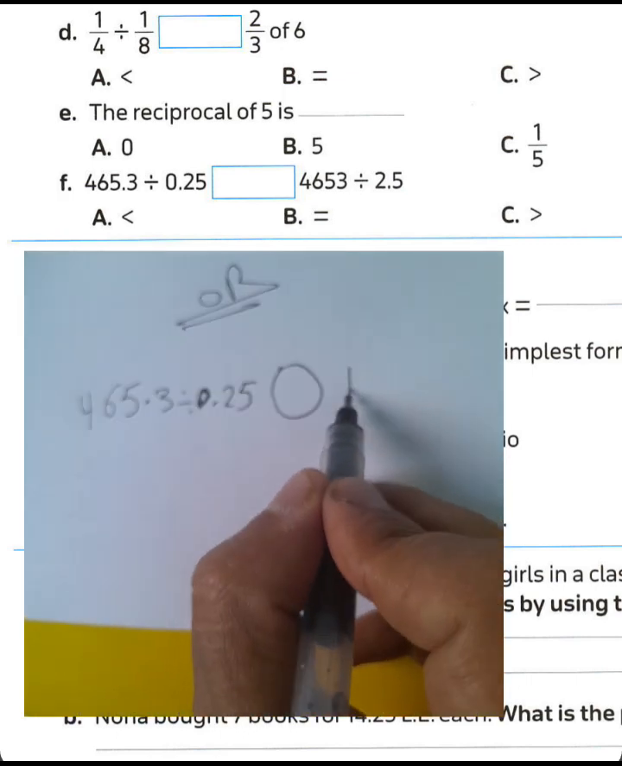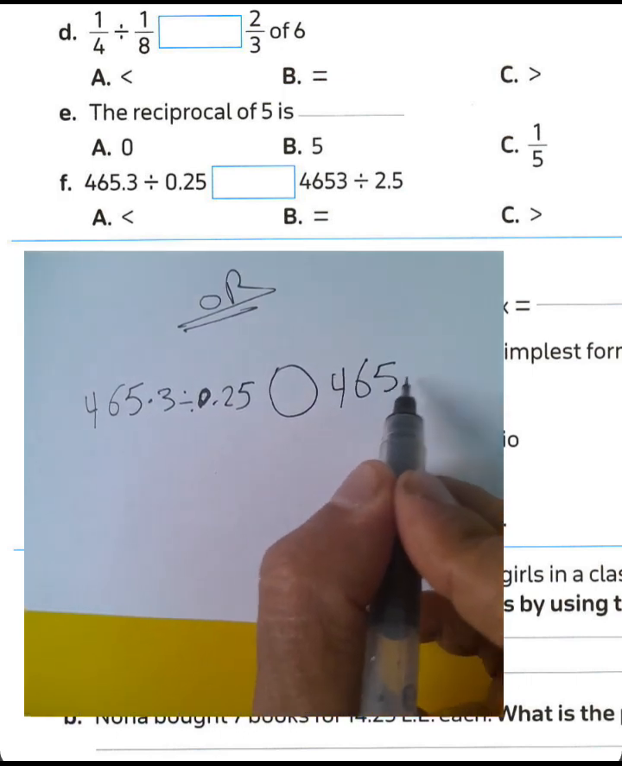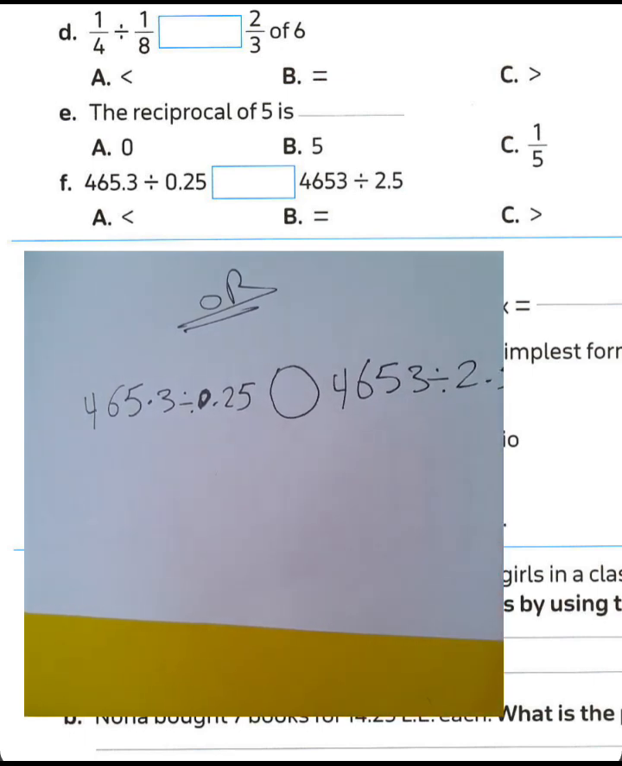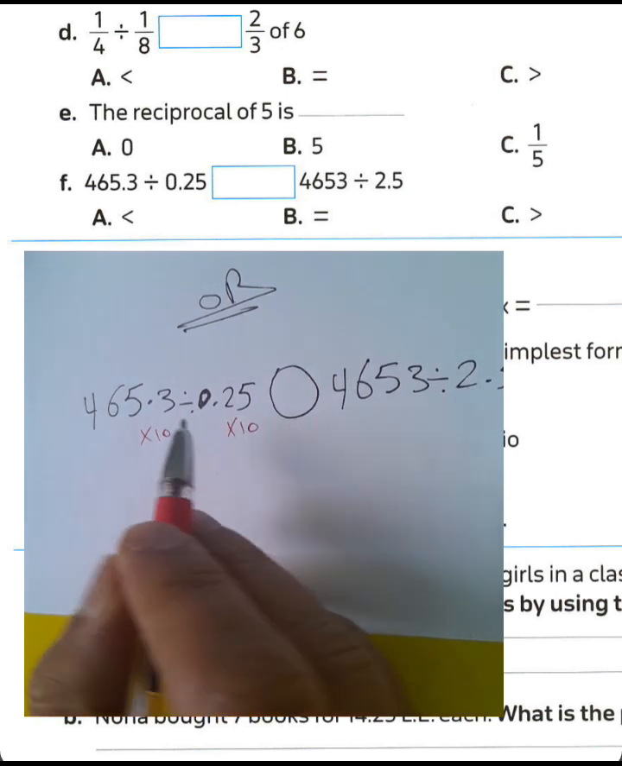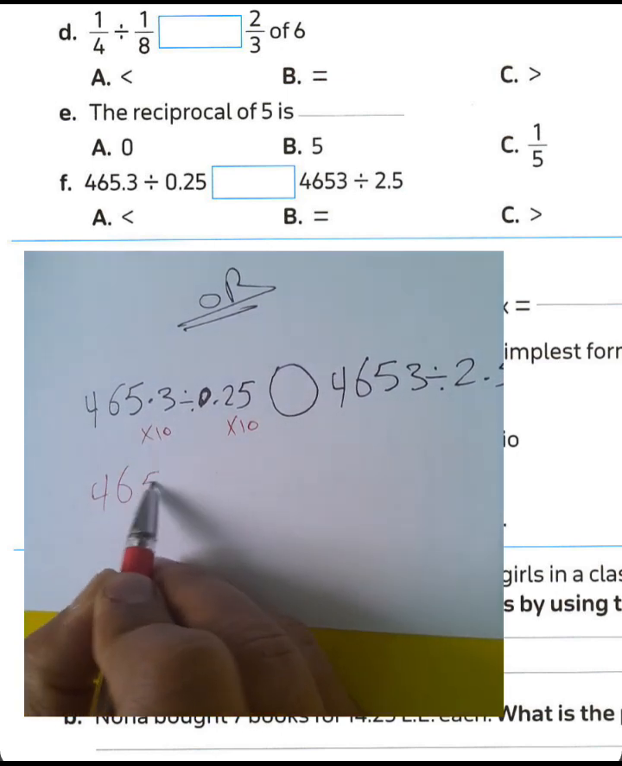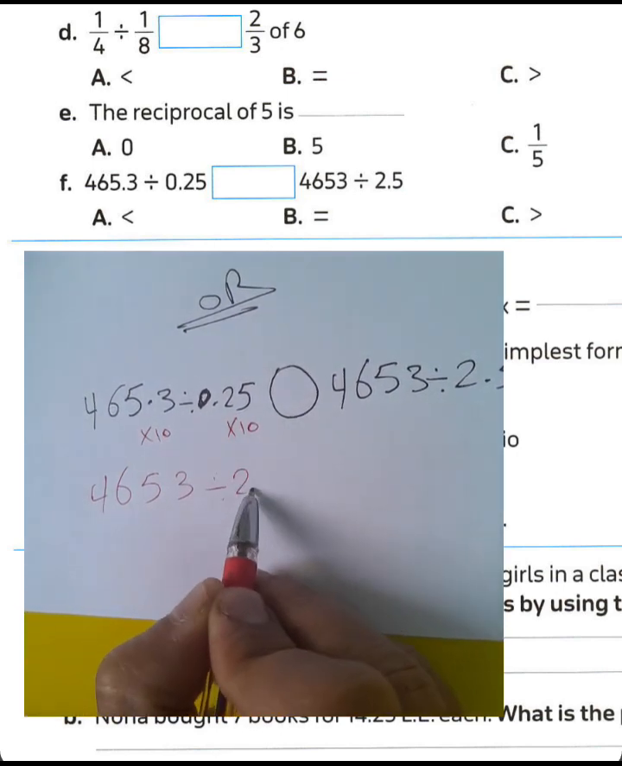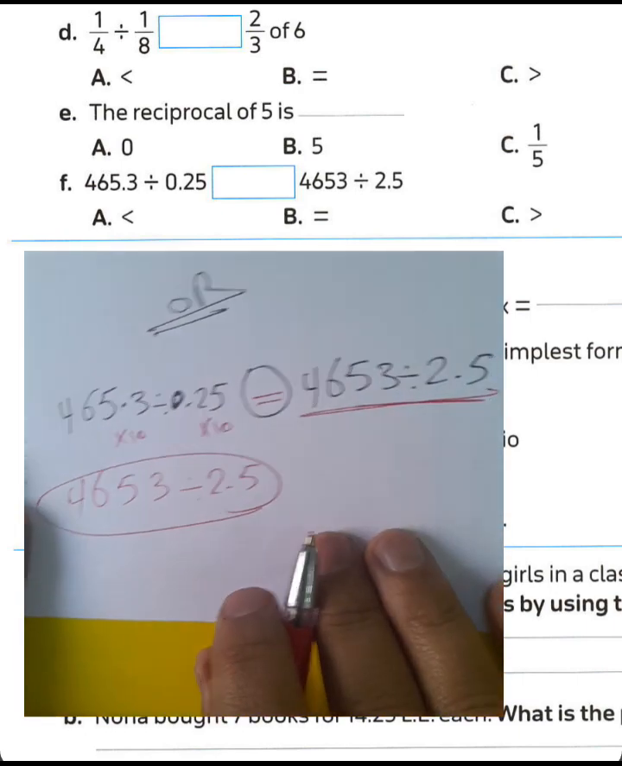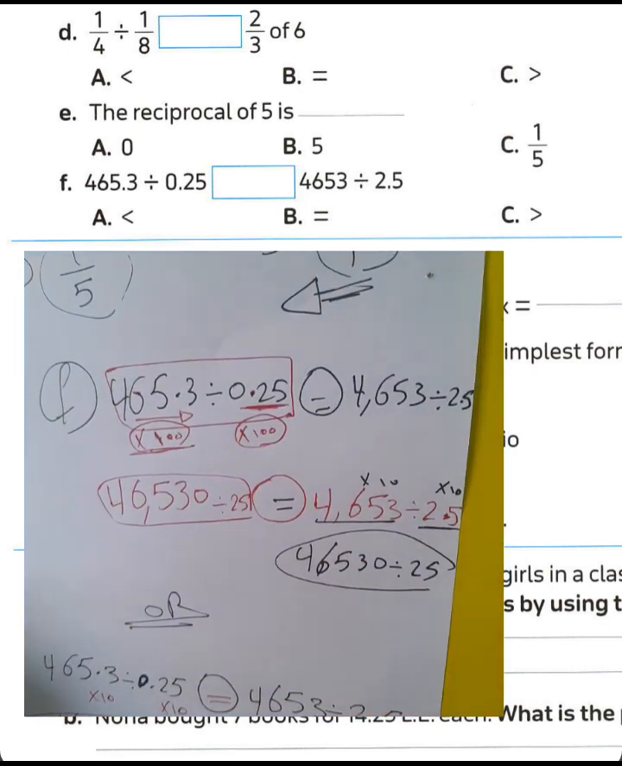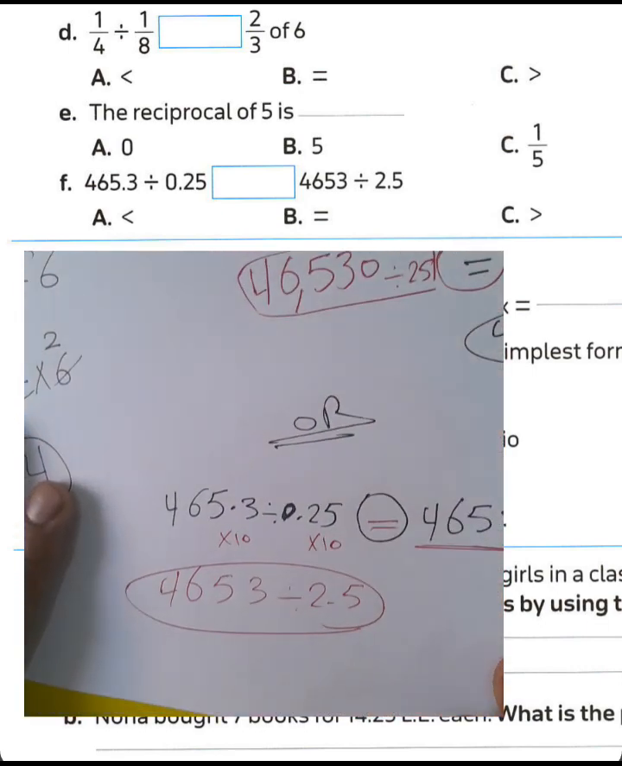And 4,653 divided by 2.5. Here we can multiply by 10 and here multiply by 10. Move the point here to be 4,653 divided by 2.5. It's exactly this number. Okay, you can solve by this method or this method as you like. Then the result will be equivalent. Choose letter B.